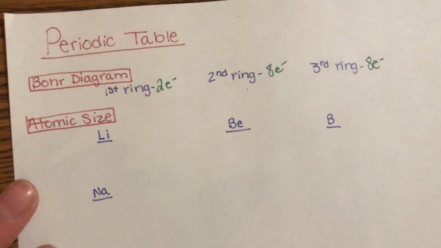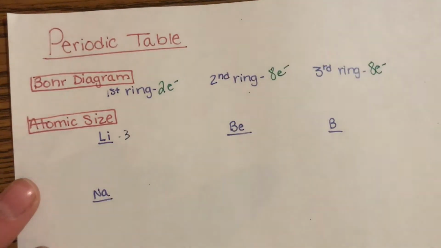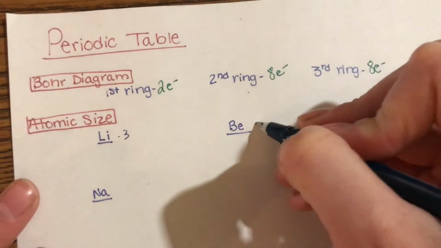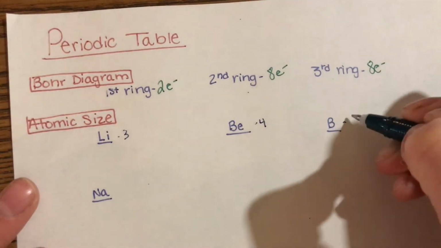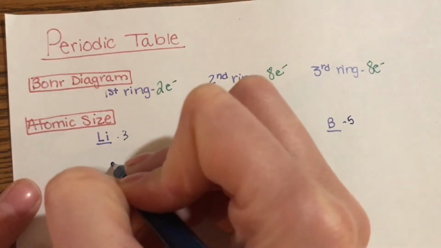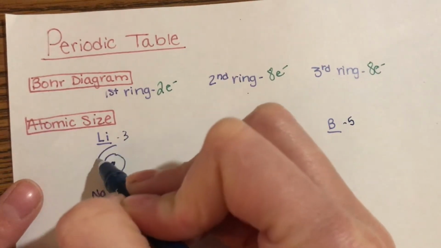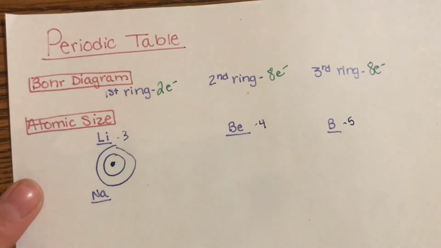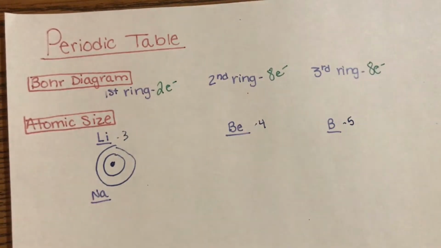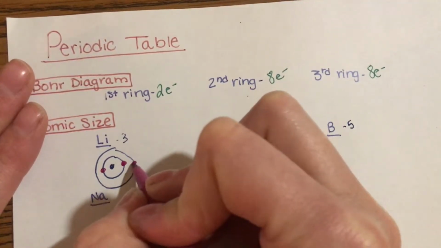So lithium, in its neutral state, has 3 electrons. Beryllium has 4. And boron has 5. So to draw these out, we're going to have our nucleus in the middle. We're going to have our first ring, and then we'll have our second ring. So for lithium, since the first ring can hold 2, we're going to have 2 electrons in that first ring. And then we only have to get up to 3, so there'll be 1 in the second ring.